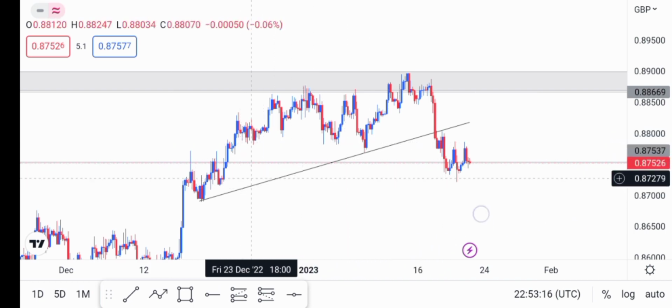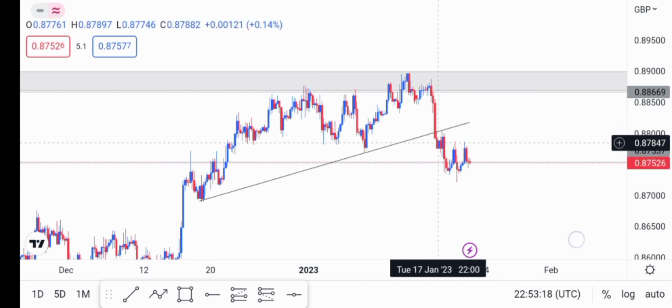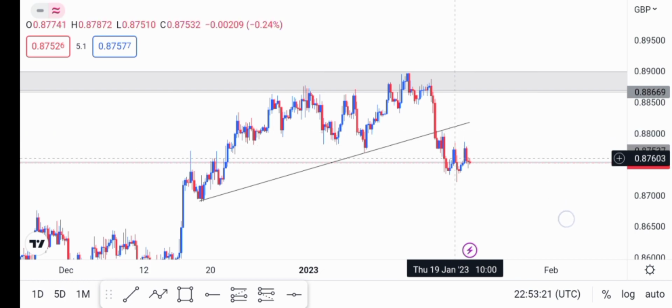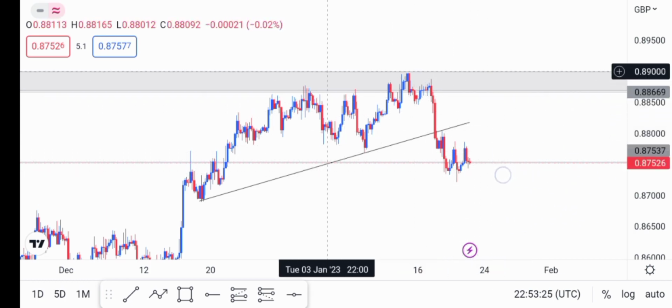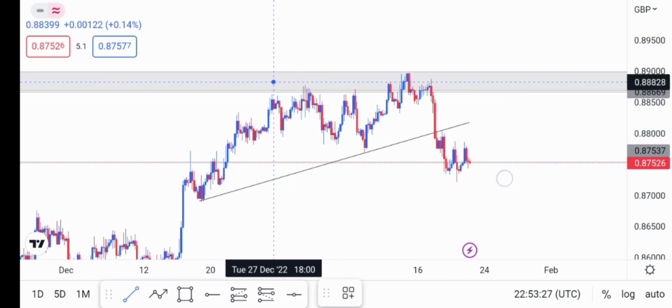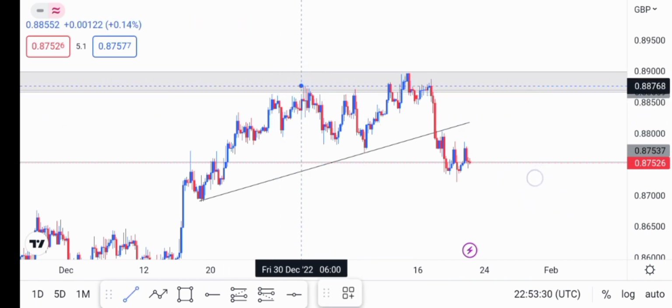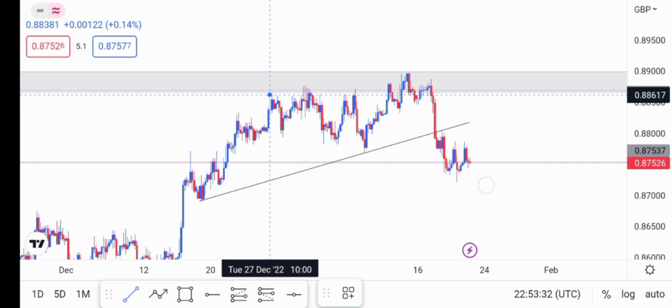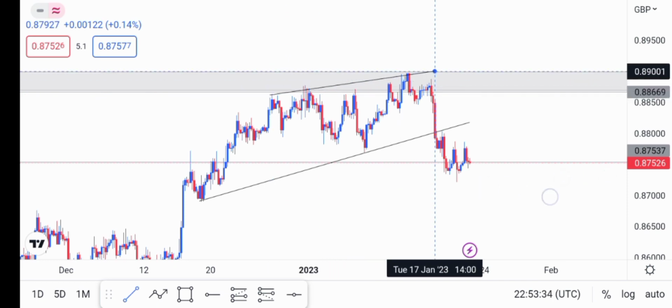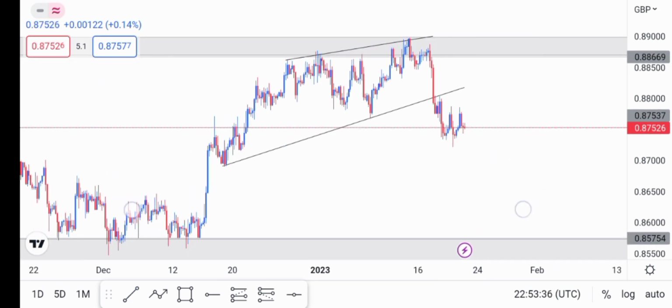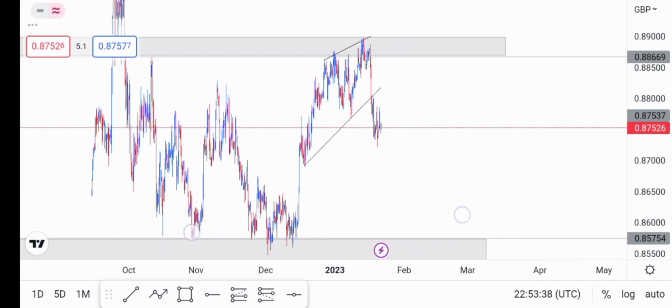So you can see our first touch, second touch, and our third touch we did break out and did a retest and went to the lower side. So since we did break out, there's a high possibility that the market could just push to the lower side. So this is the Euro GBP.